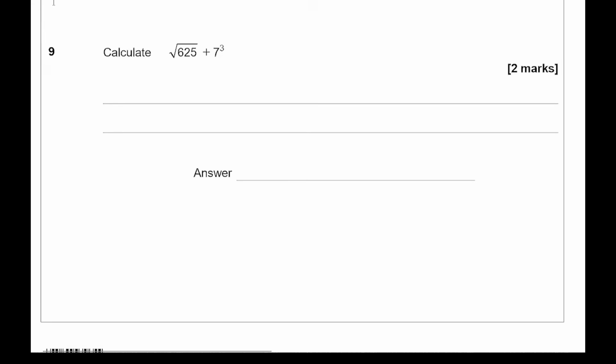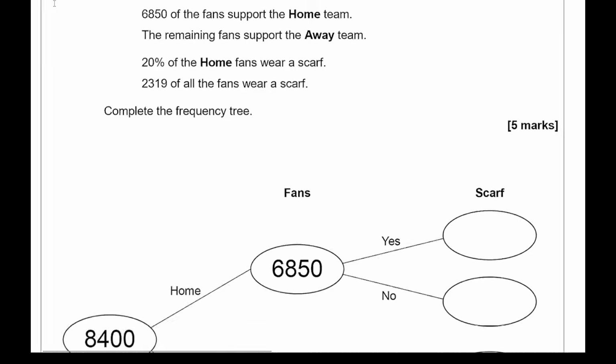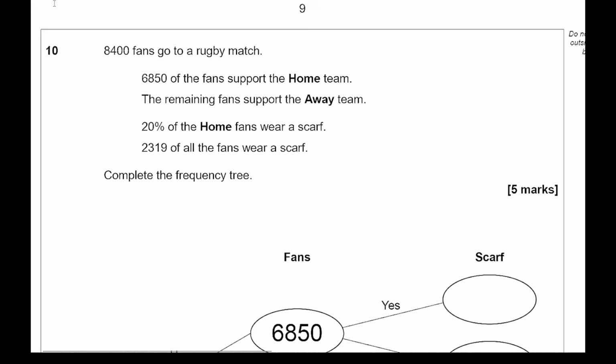Moving on to question 9, it says calculate the square root of 625 plus 7 cubed. So for this, all you need to do is just type this into your calculator. The square root of 625 is 25 and 7 cubed is 343. And typing that calculation into your calculator should give you a final answer of 368.